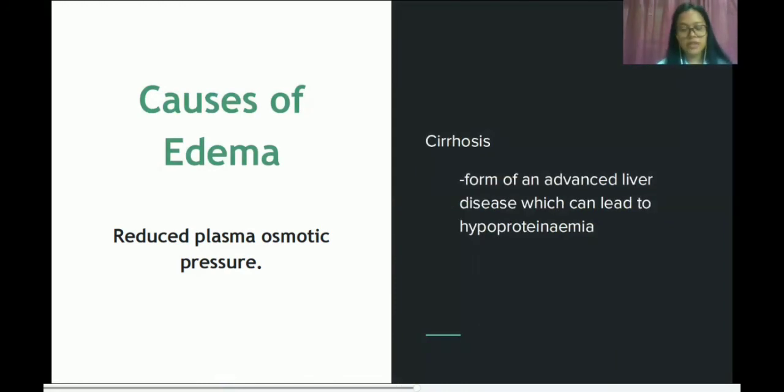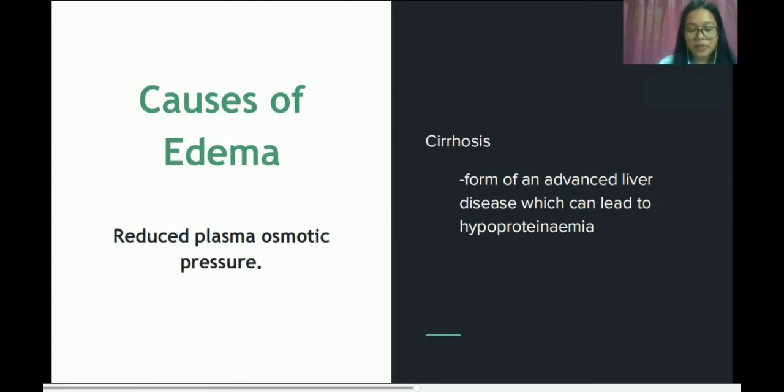We also have cirrhosis, which is a form of advanced liver disease and can also lead to hypoproteinemia because of decreased synthesis of plasma proteins in the liver. During periods where there is inadequate protein in the diet, such as starvation or malnutrition, the liver is unable to produce adequate amount of protein, resulting in a decrease in the osmotic pressure of the plasma, which leads to edema.